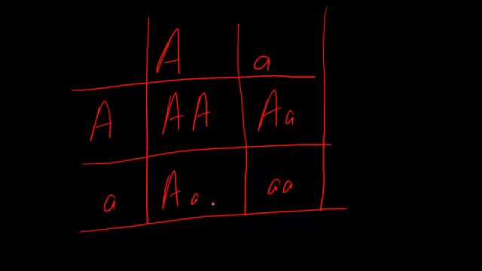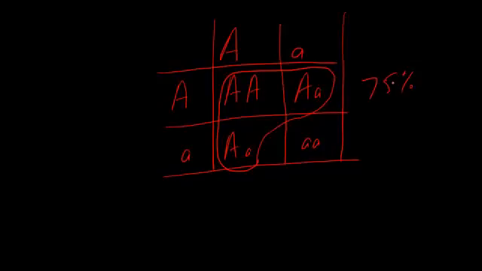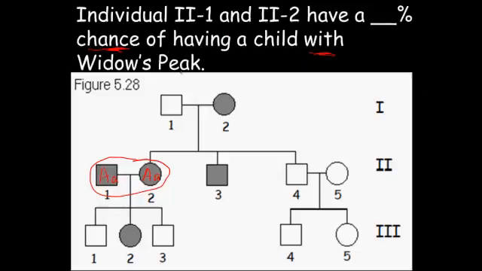And I find out that 3/4 of my children can have widow's peak. So 3/4, that would be 75% of my children would have widow's peak, and 25% would not. So if I go back to my claim, individual 2-1 and 2-2 have a 75% chance of having a child with widow's peak.